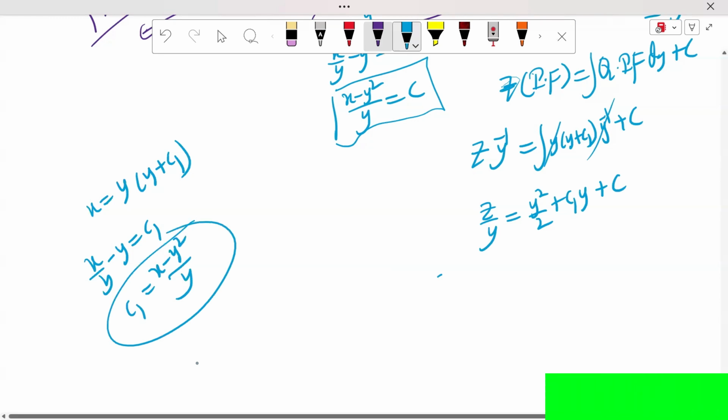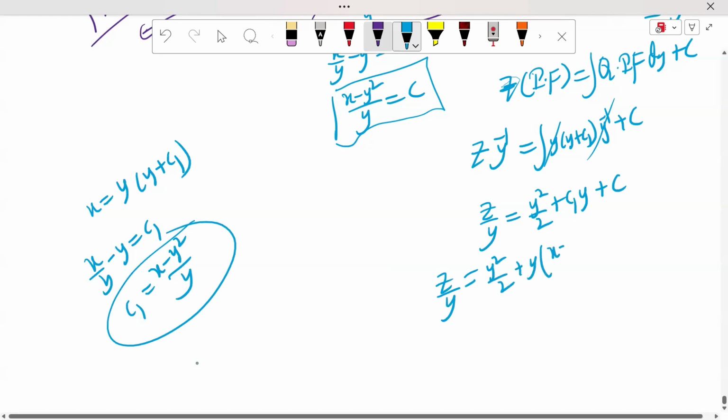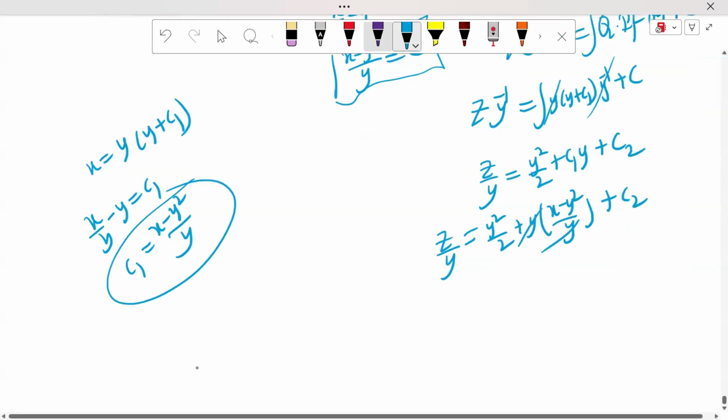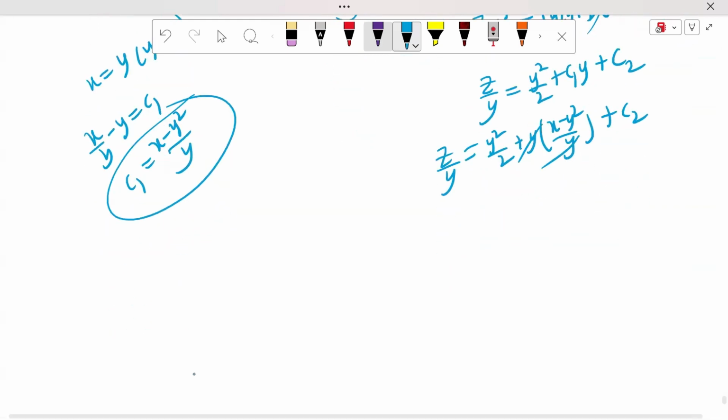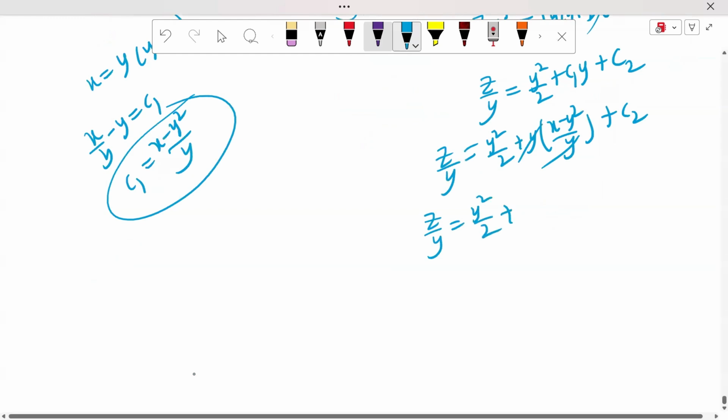Substitute this value here. z by y is equal to y square by 2 plus y into (x minus y square) by y plus c2. Let this be c2. So y cancels. The remaining term is z by y is equal to y square by 2 plus x minus y square plus c2, which is minus y square by 2 plus x plus c2.